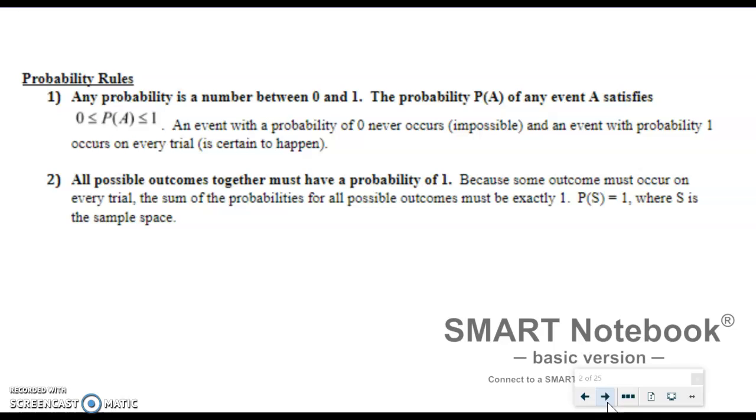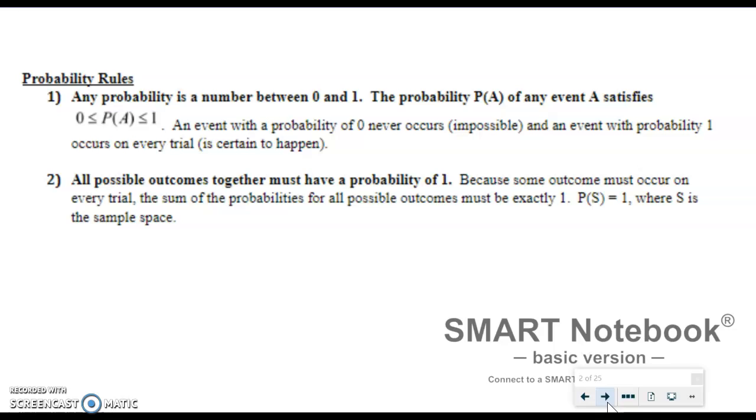One, any probability is a number between 0 and 1. So the probability of event A would always have to be between 0 and 1. If it's 0, that means it never occurs. And if it's closest to 1, that means it is almost certain to occur. Like when your coach says you should give 110%, you can't do that because you can only give 100%. You can't give anything more.